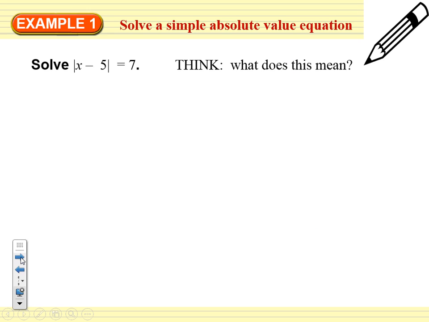We're about to solve a few examples. Let's write this one in your notes. The absolute value of x minus 5 equals 7. So if we think about what this means, that means that I have two separate situations.